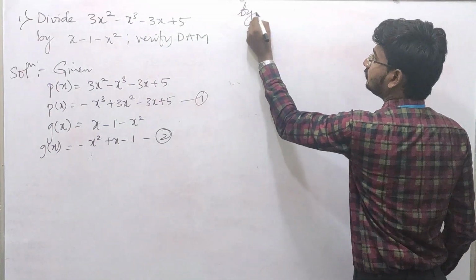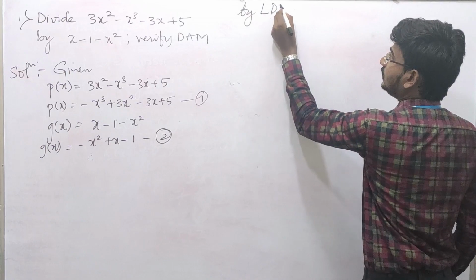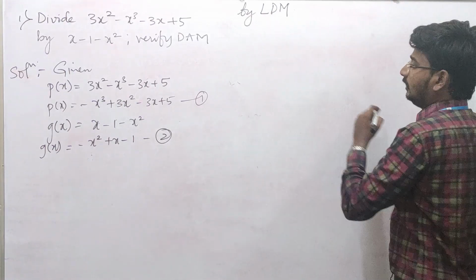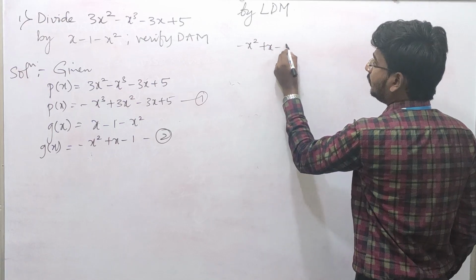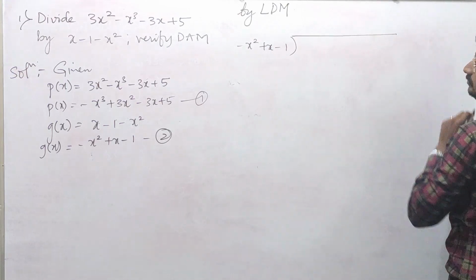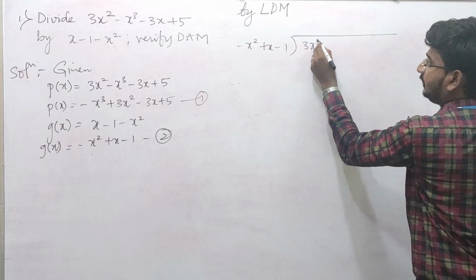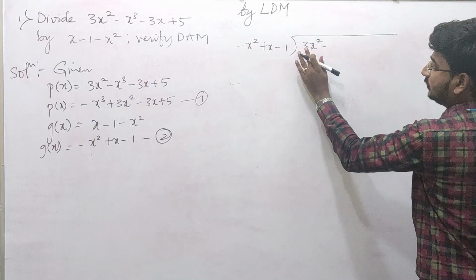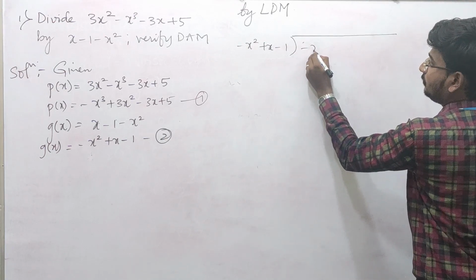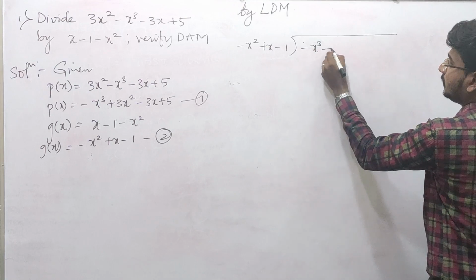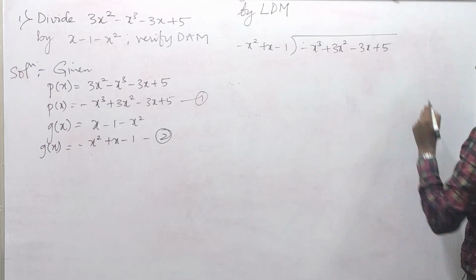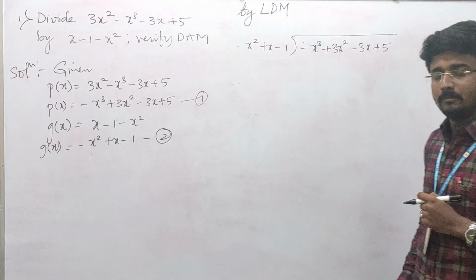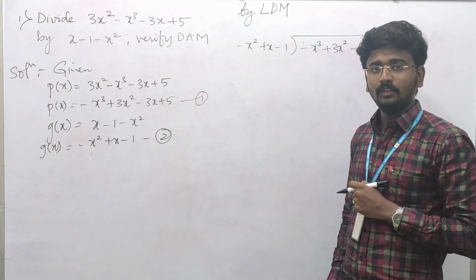By long division method, minus x square plus x minus 1 divides minus x cube, equation 1, plus 3x square minus 3x plus 5. So how to apply long division? I hope you remember 9th standard how to apply long division method.